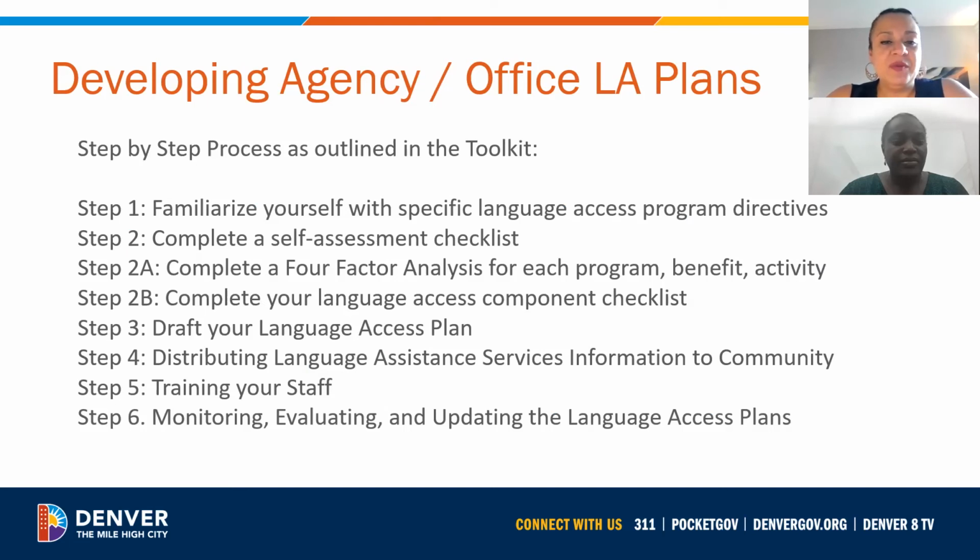So step 2B would be to complete your component checklist. And in step 3, you should be able to have most of the information that you need to start drafting your language access plan. Step 4 is distributing language access assistance services information to the community. And that's actually letting them know that they have the ability and a phone number or a point of contact in order to request services if they need it. How to train your staff, and then also how you will be monitoring, evaluating, and updating your language plans.